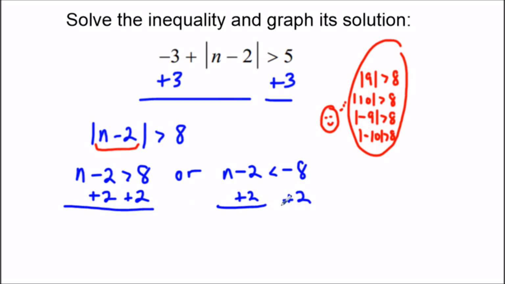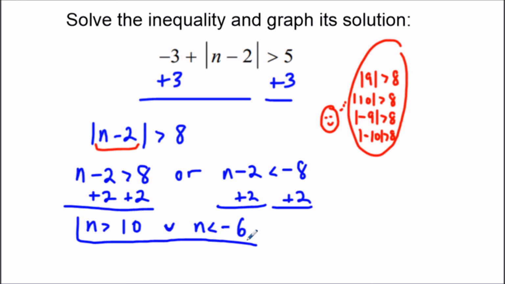So we're just going to work out this basic algebra, and we'll have n is greater than 10, or, which we could replace with a union symbol, n is less than negative 6. So here's our solution to the second question, and the last thing we'll want to do is just to sketch or graph this solution out.